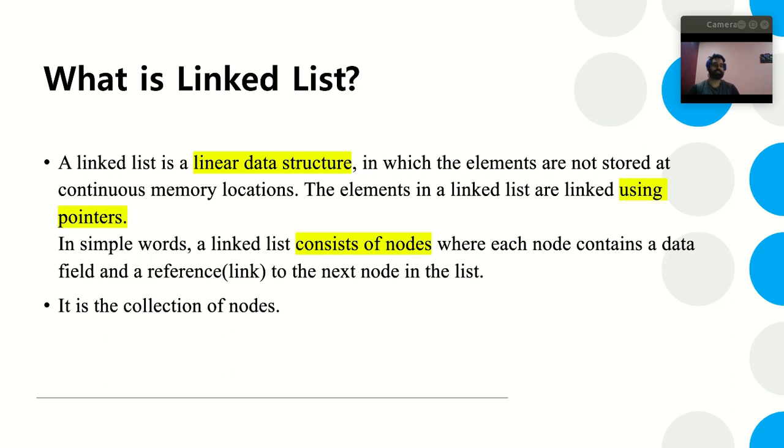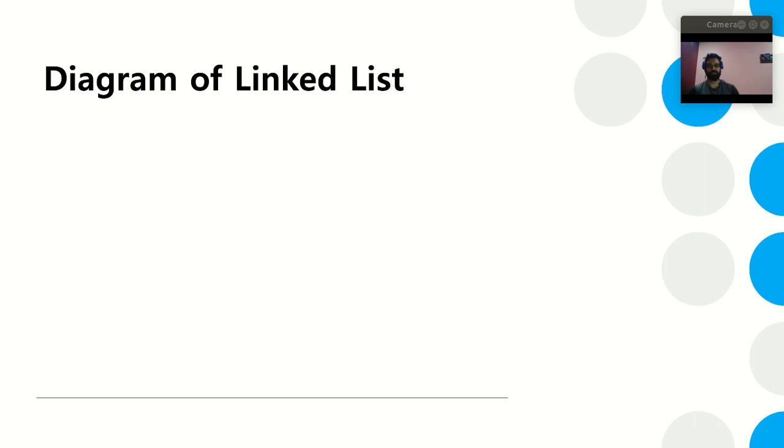In simple words, we can say that a list consists of nodes. A linked list has nodes, and each node contains two parts: first the data field, and second the reference field. The reference field contains the address of the next node, and the data field contains the value of that particular node. Node is a class, and in that class two elements are defined: the data field and the reference field. So basically, a linked list is a collection of nodes.